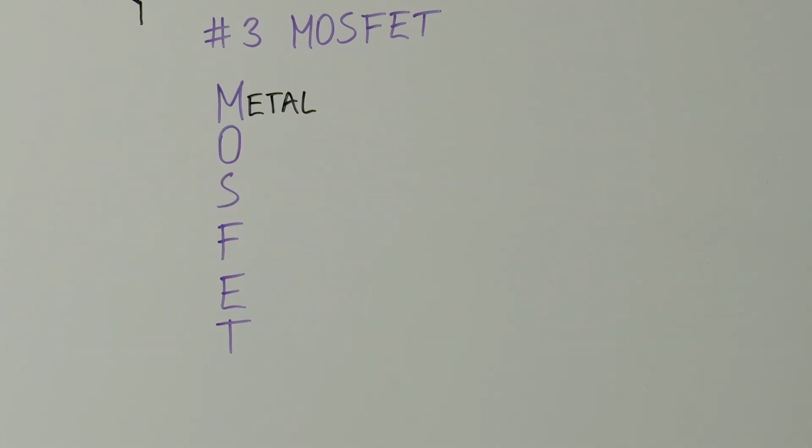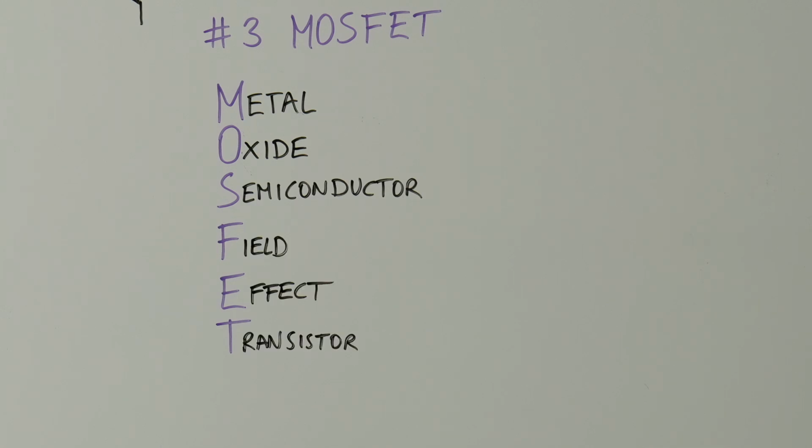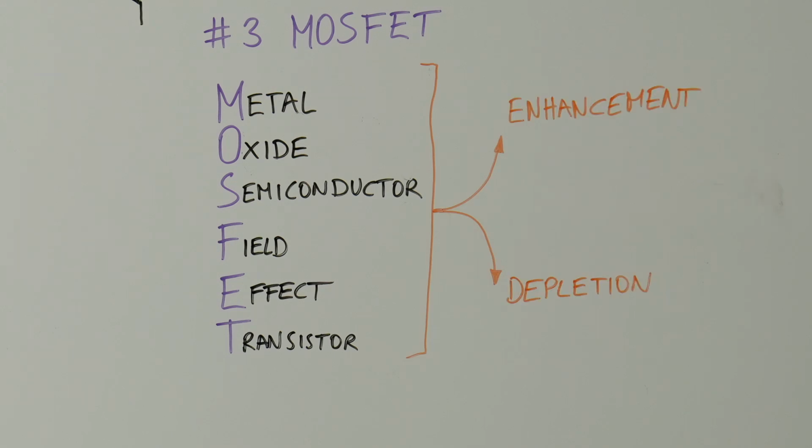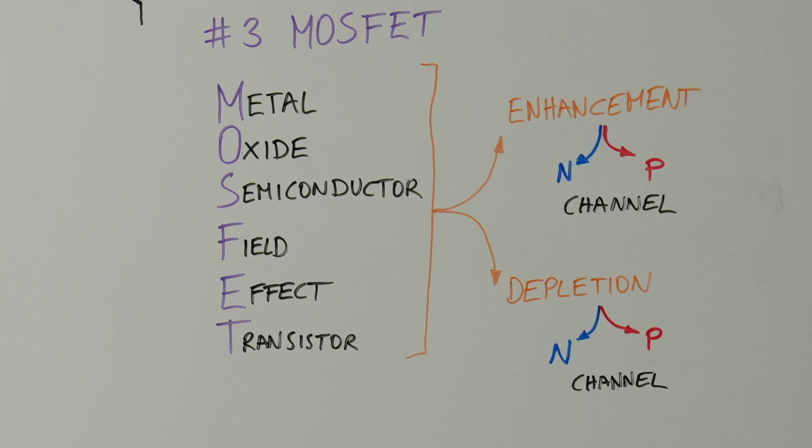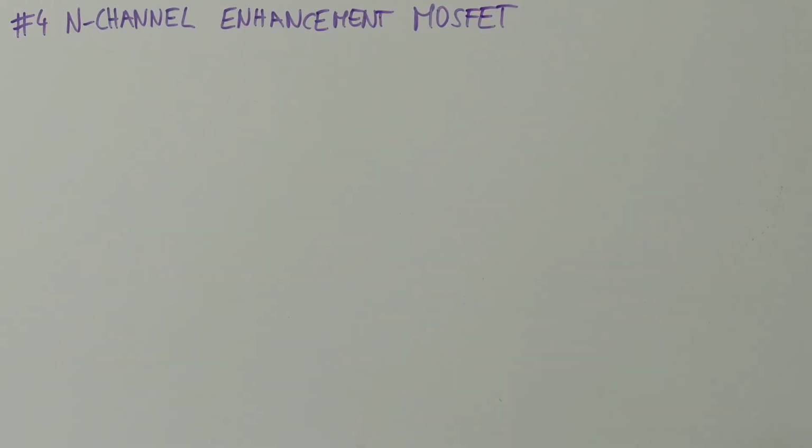MOSFET stands for Metal Oxide Semiconductor Field Effect Transistor. There are many different types of MOSFETs. Firstly, we can separate them into enhancement and depletion type MOSFETs, and then we can subdivide them into N-channel and P-channel MOSFETs. Let's look at the N-channel enhancement type MOSFET first.